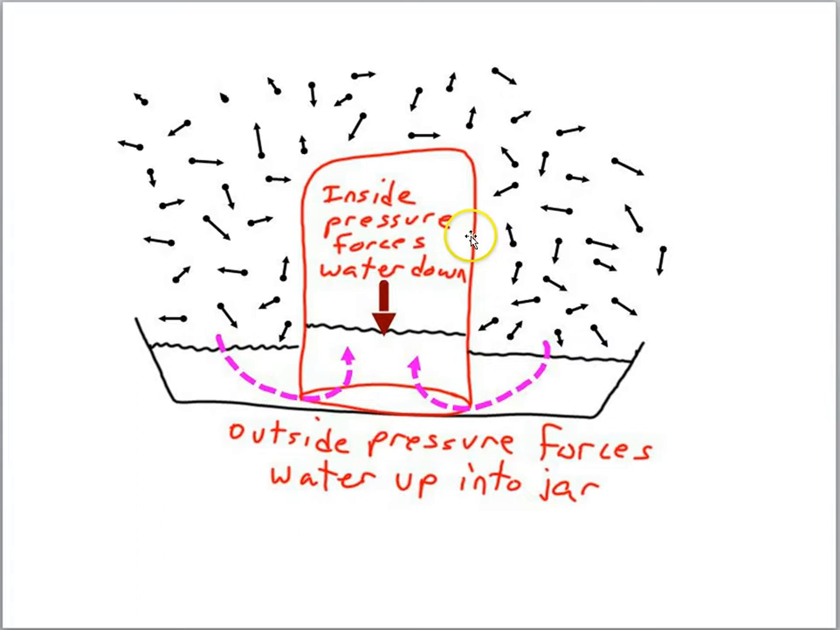But remember, since we simply turned over the jar, there was air inside the jar. And so there are air molecules bumping around to the walls of the jar, but also bumping into the surface of the water here. So there's going to be pressure inside the jar forcing the water down. So we've got two competing forces here. We've got the pressure outside the jar pushing the water up in the jar, and we've got the pressure inside the jar pushing the water down.